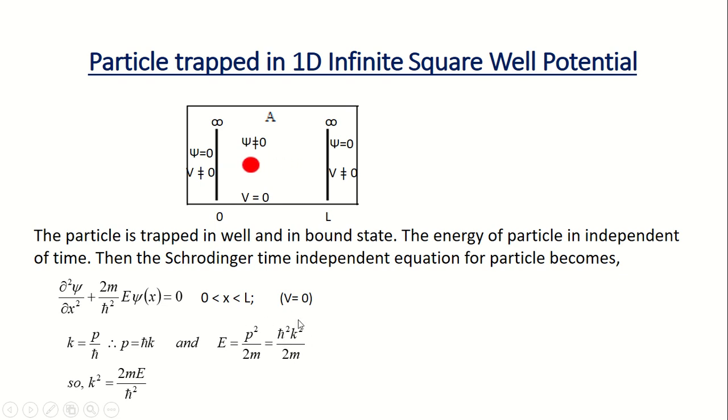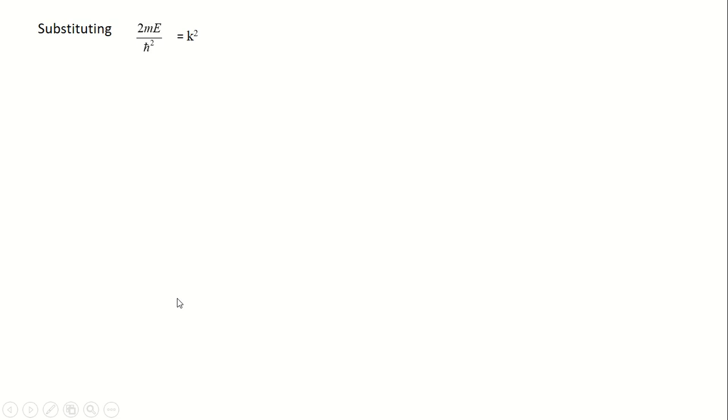So from this equation we can write k² is equal to 2mE by ħ², and therefore this 2mE by ħ² we can replace by k². Okay, so this equation becomes ∂²ψ/∂x² + k²ψ(x) = 0. Okay, so this is our equation 1: ∂²ψ/∂x² + k²ψ = 0.